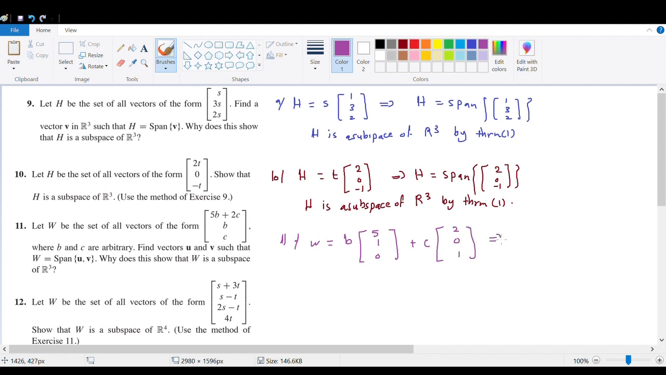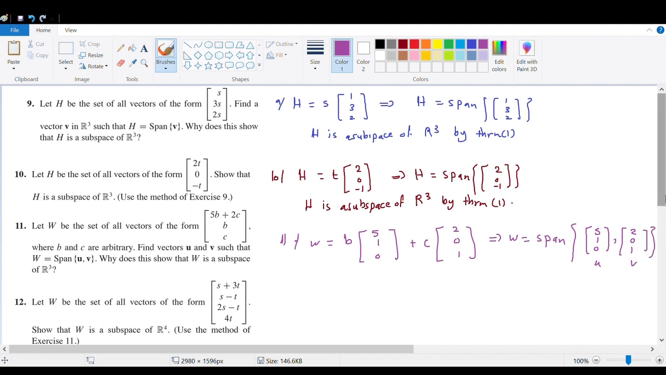So from here we can write W as the span of the two vectors, all linear combinations of the vectors (5, 1, 0) and (2, 0, 1). Since we can represent W as a span of two vectors, by theorem 1, it is a subspace of R3. You can represent this one as u, this one as v. So by theorem 1, W is a subspace of R3.